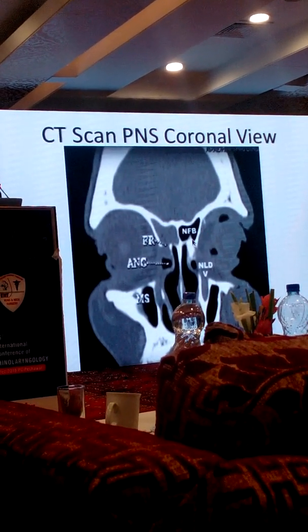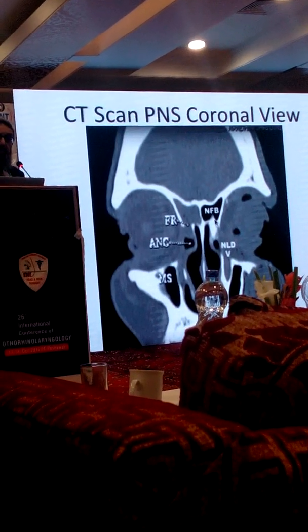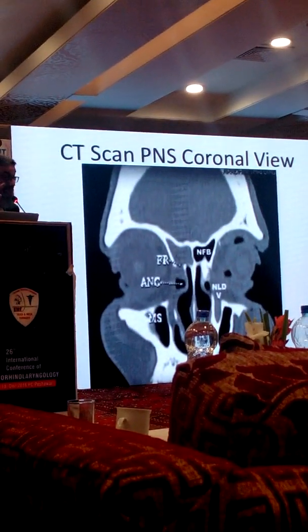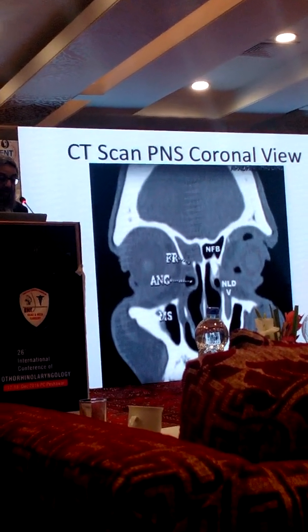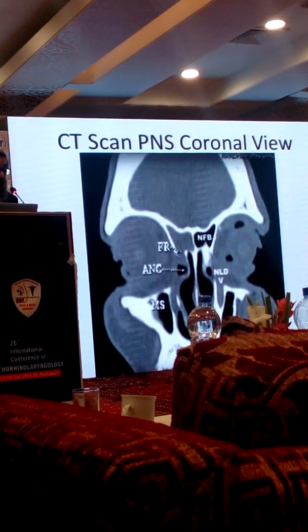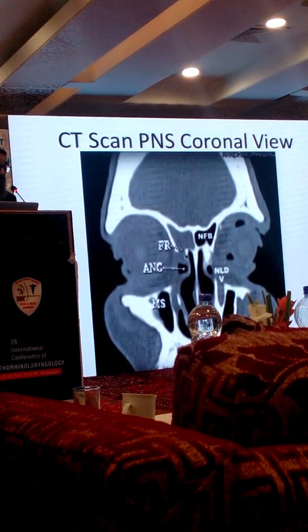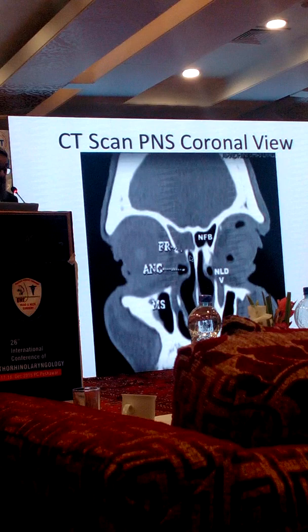Because I can see the nasofrontal beak. The nasofrontal beak is in the frontal sinus and it's a very important landmark in the CT scan, and even in surgery as well. Why am I saying this is the frontal recess? Because there is a gap. It is not in continuity with the perpendicular plate. There is a gap, so this is the frontal recess area.